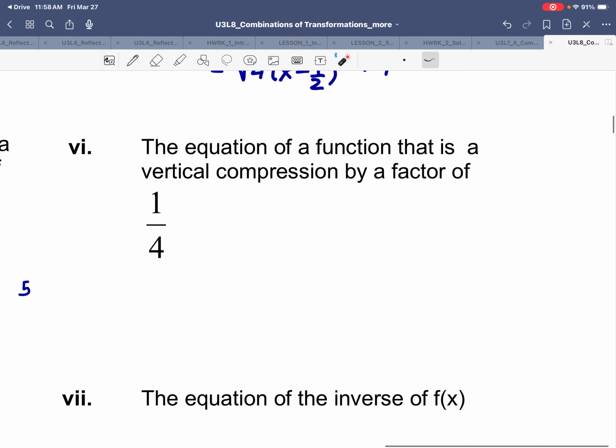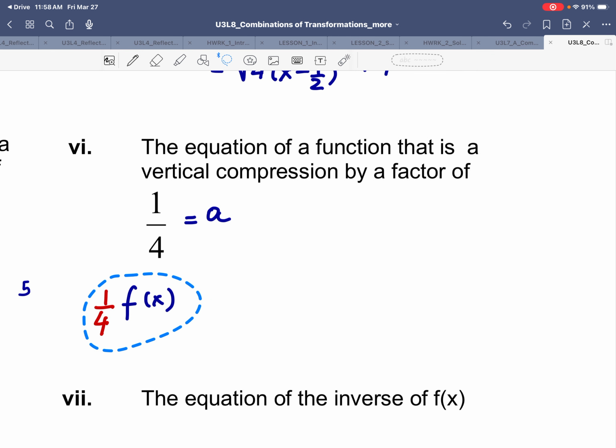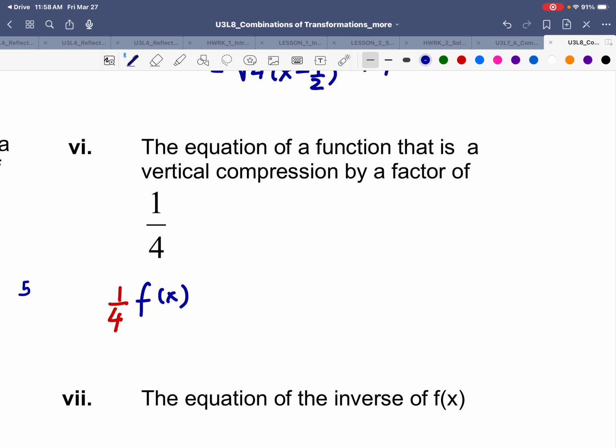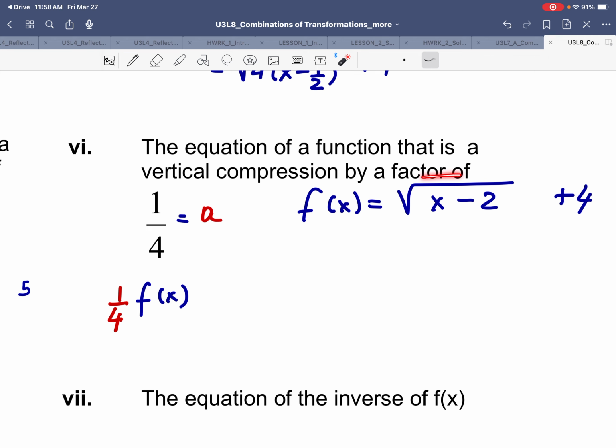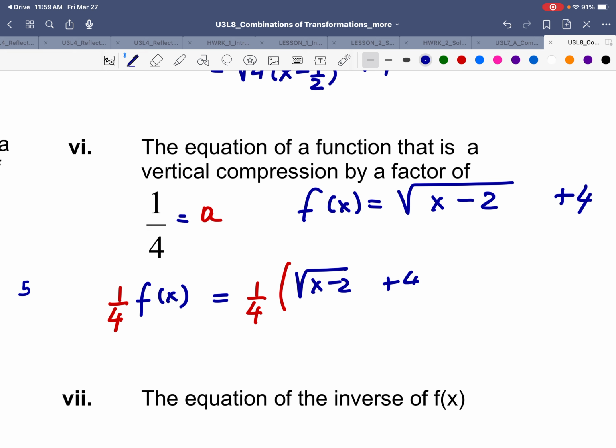Next, we have the equation of a function that is vertically compressed by a factor of 1/4. So we are trying to find 1/4 of f of x. Remember that f of x is equal to the square root of x minus 2 plus 4. I'm just going to write it down so it's easier for us to make the comparisons. In front of the f of x, we're now going to have 1 over 4. In brackets, the entire thing: the root of x minus 2 and then plus 4, close brackets.